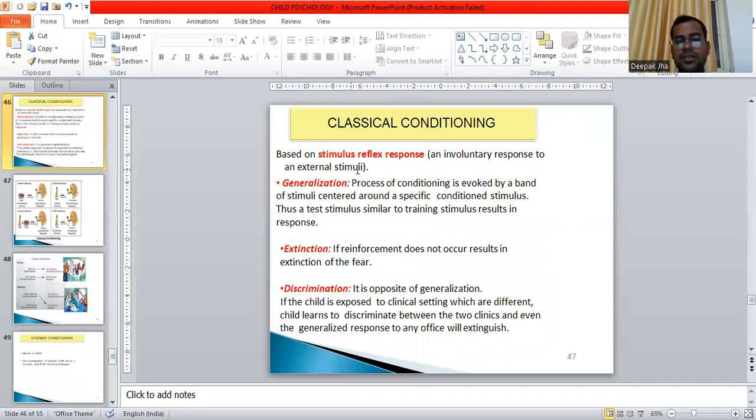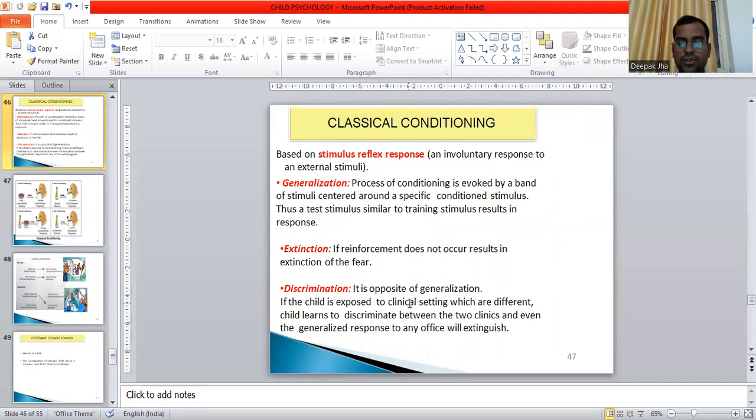So based on the stimulus reflex response, an involuntary response to an external stimulus, it can be described under something called generalization. It is the process where conditioning is evoked by a band of stimuli centered around a specific conditioned stimulus. Thus, a test stimulus similar to the training stimulus results in a response. Next is extinction. If reinforcement does not occur, it results in extinction of the fear. Next is discrimination. It is the opposite of generalization.